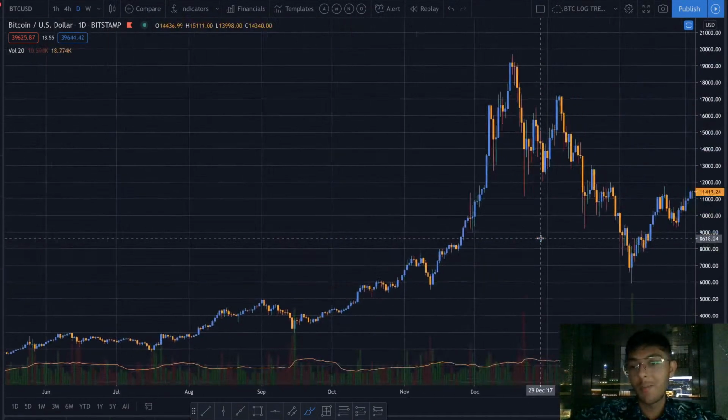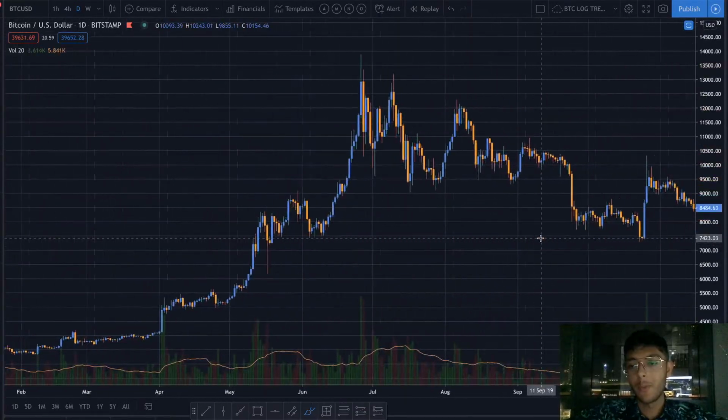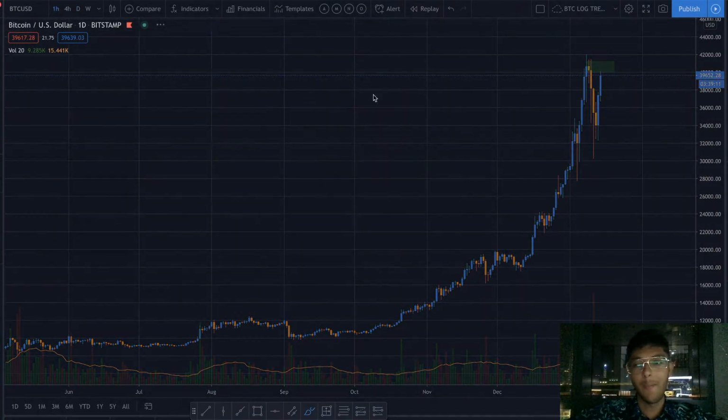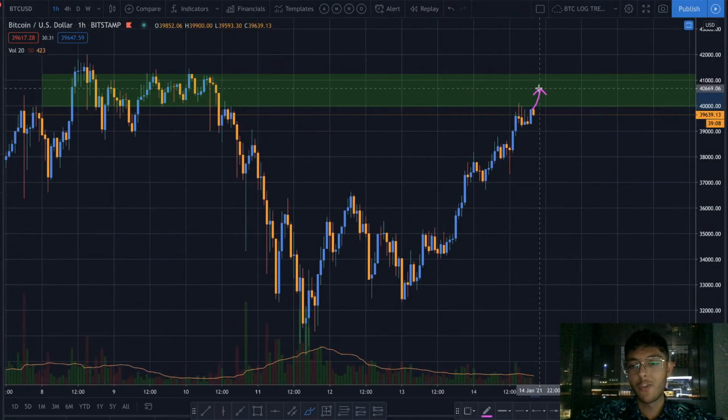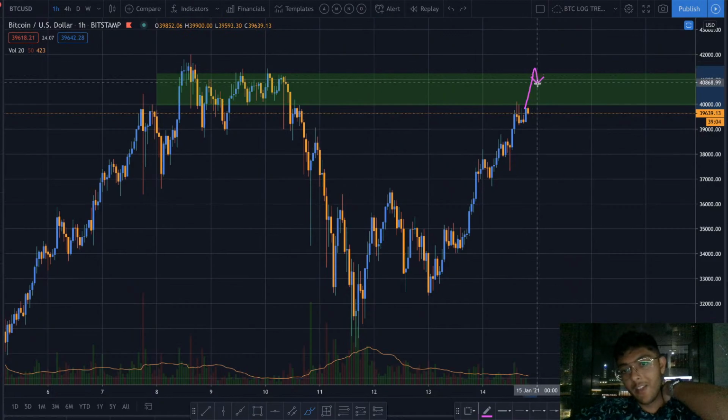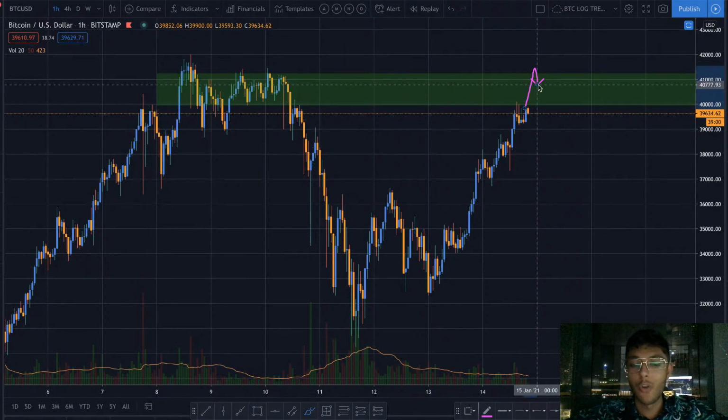So that could be something we look at if Bitcoin tops out at 42k, and it depends how it tops out. Even if it does go to 42k and then it dumps down, but it's only been a few hours, then I think it's too early to draw any conclusions.